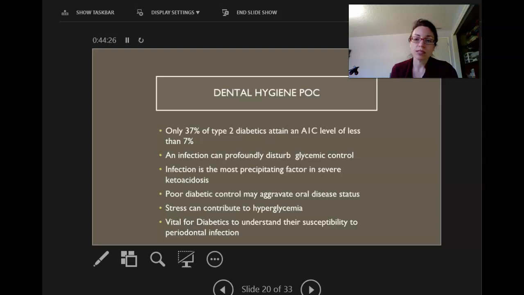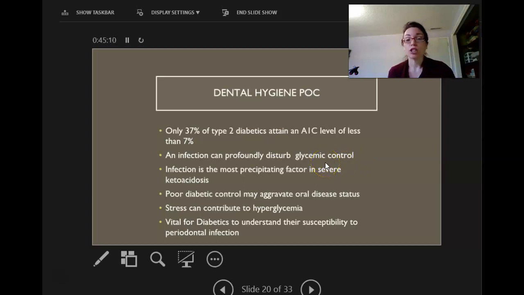Only 37% of type 2 diabetics attain an A1C of less than 7%. A lot of times we'll see patients who haven't been able to get their A1C under control because maybe they haven't been able to take the lifestyle steps that will help them, like regular exercise and making sure their diets keep their blood glucose at a stable level. There's a lot of work that goes into becoming controlled, and we don't see that as often as we'd like. An infection can profoundly disturb glycemic control.